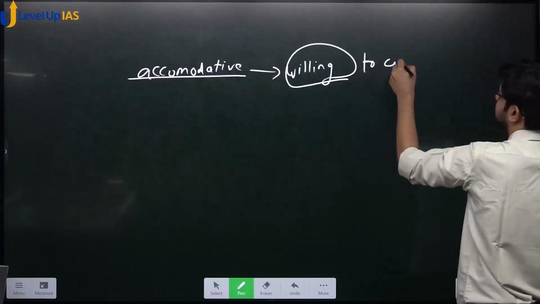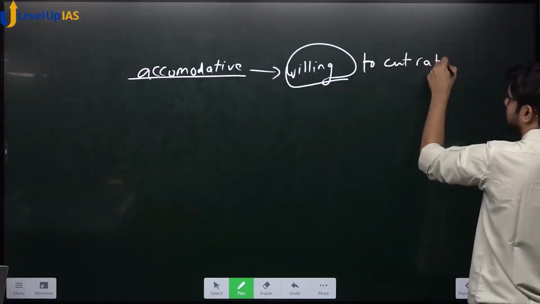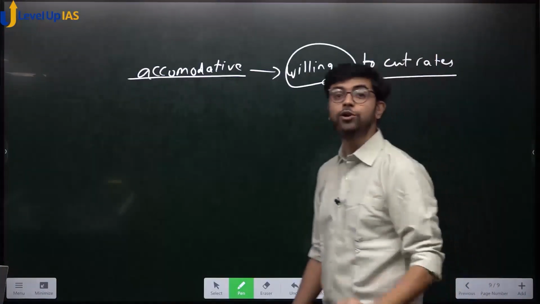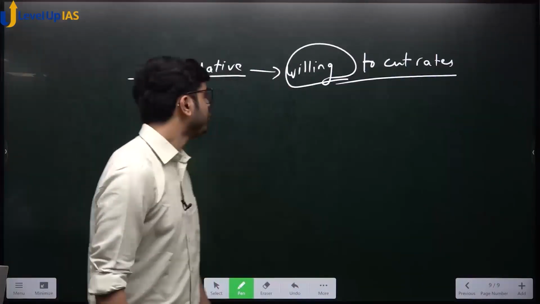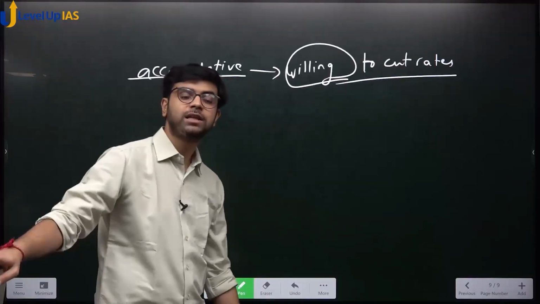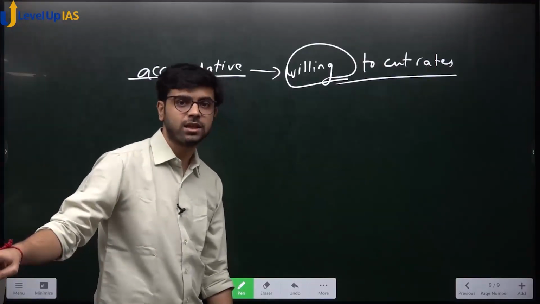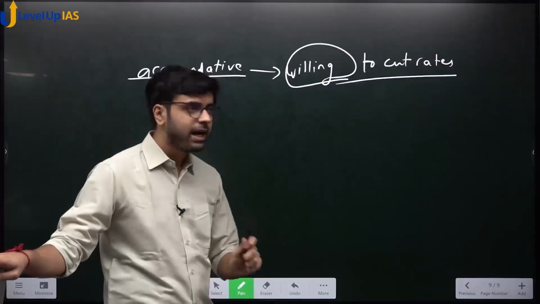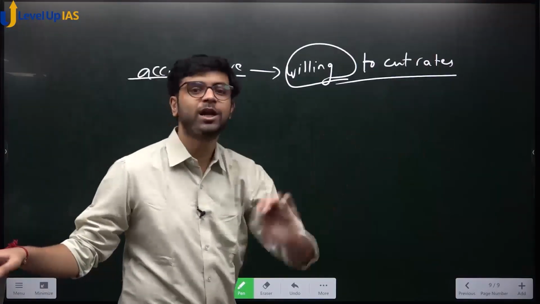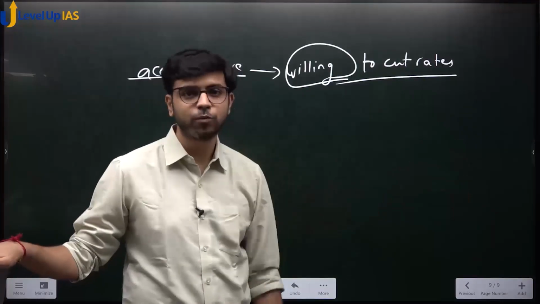Willing to cut rates. Samjha? Willing to do what? Willing to cut interest rates. Which interest rate? Repo rate. So when you read in the newspaper that the Monetary Policy Committee is showing an accommodative stance or accommodative position, they have not cut rates yet, but they are saying that we are willing to cut in the next monetary policy, or somewhere after 2 months we are willing.